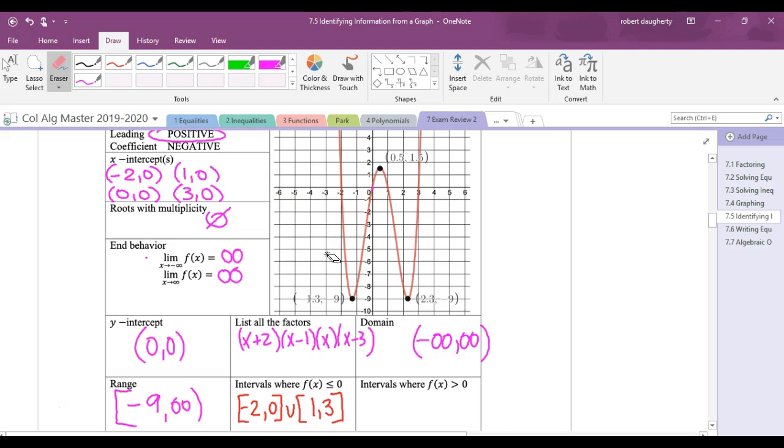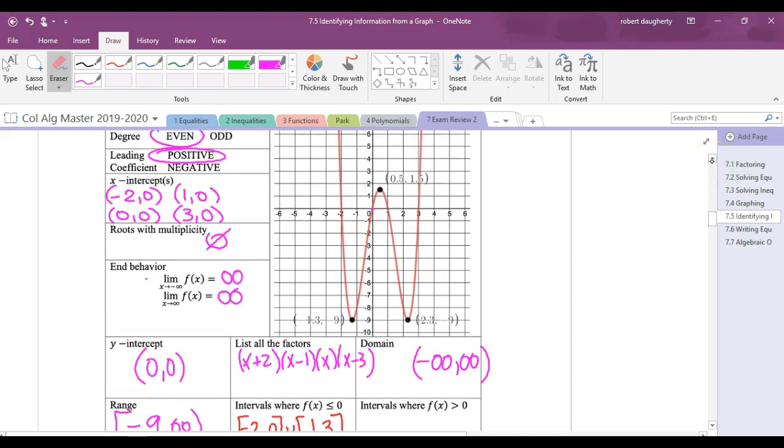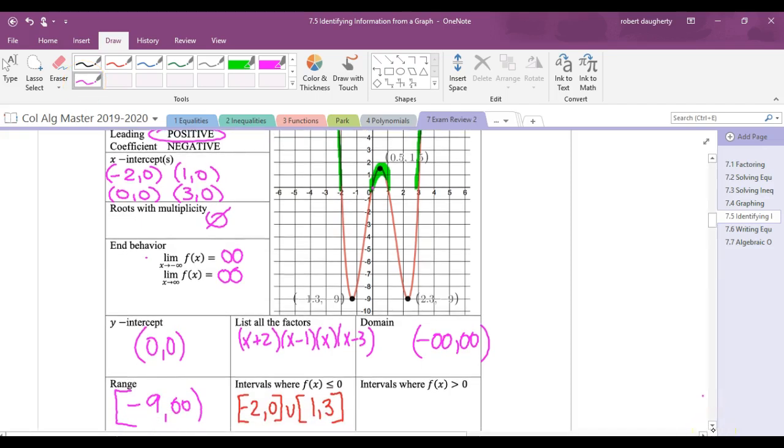Now, where are intervals where it is strictly greater than 0? Where is this strictly greater than 0? That's happening right here, and right here. I see 3 intervals where that is happening. So it's happening from negative infinity to -2. It's happening in between 0 and 1. And it's happening from 3 to infinity.